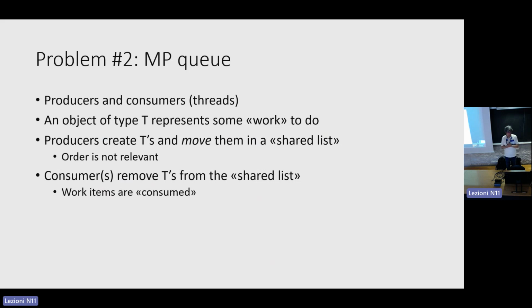Problem number 2. Multiple producer, multiple consumer, whatever. So the idea is you have an object that represents a task. Multiple threads post tasks to execute in a queue. And then you have one or more executors, workers, whatever, call them as you prefer. The workers consume the items in the queue.